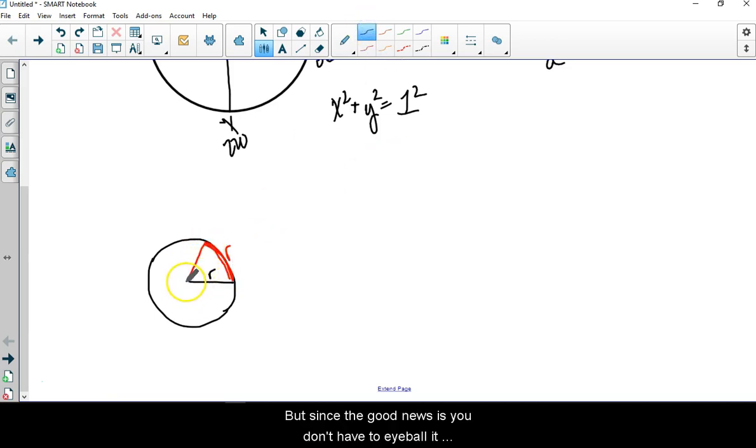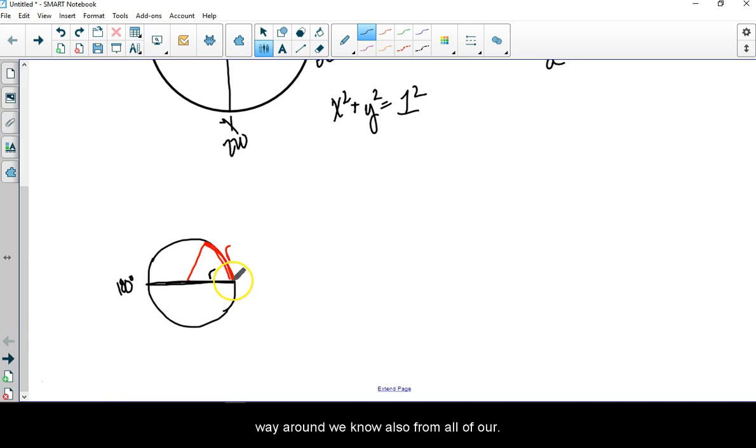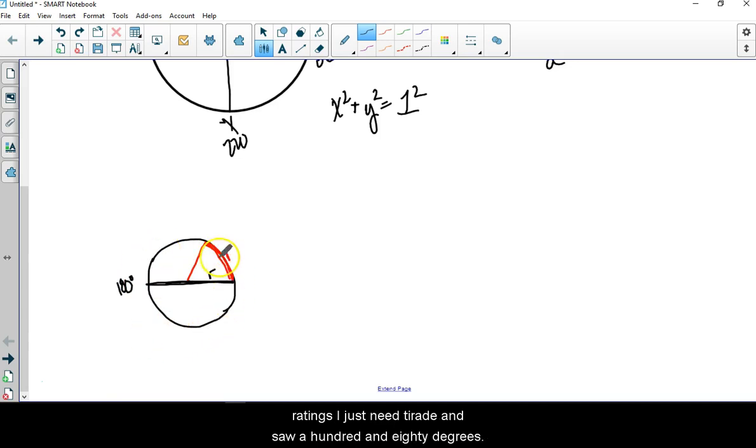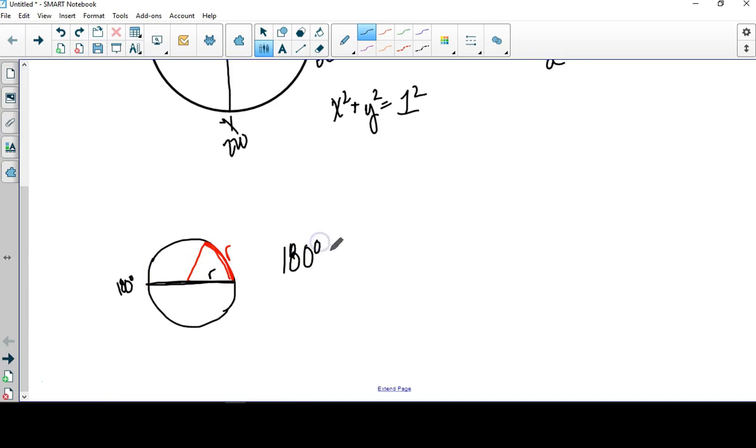But the good news is you don't have to eyeball it, right? Because you know half a circle is going to be 180 degrees. You go all the way around. And we know also from all of our geometry formulas that a circle is 2 pi, so halfway through is just pi radians, right? I don't need 2 pi radians, I just need pi radians. So 180 degrees is the same as saying pi radians.